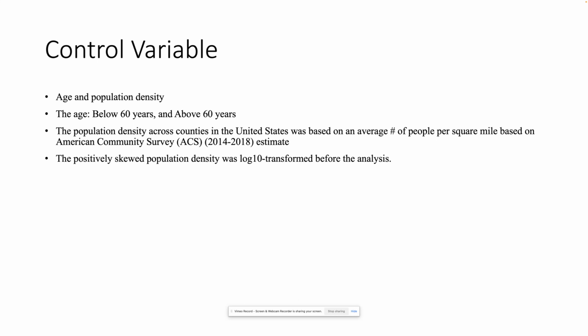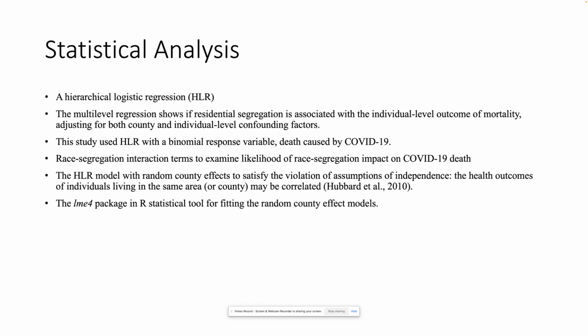The control variables, like I said, include population density, and the population density was positively skewed, so I had to log transform it. I used the hierarchical logistic regression. So multi-level regression showed whether residential segregation is associated with the individual level outcome of mortality, adjusting for both county level and individual level confounding factors. So this study used HLR with a binomial response variable, death caused by COVID-19. Death, yes, 1, no, 0.